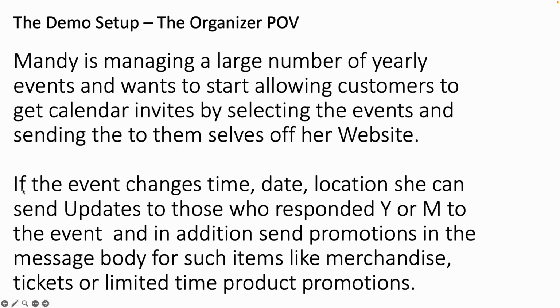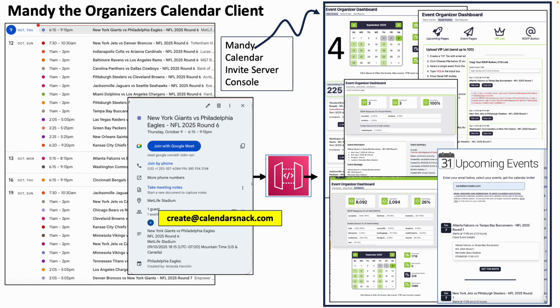Now, the benefit to Mandy is that if an event changes by time, date, or location, she can go in and send updates to those people who have responded yes or no to the event. In addition, she can send promotions in the message body of the calendar invite for such things as merchandise, tickets, or limited-time product promotions. So that's her benefit from her point of view.